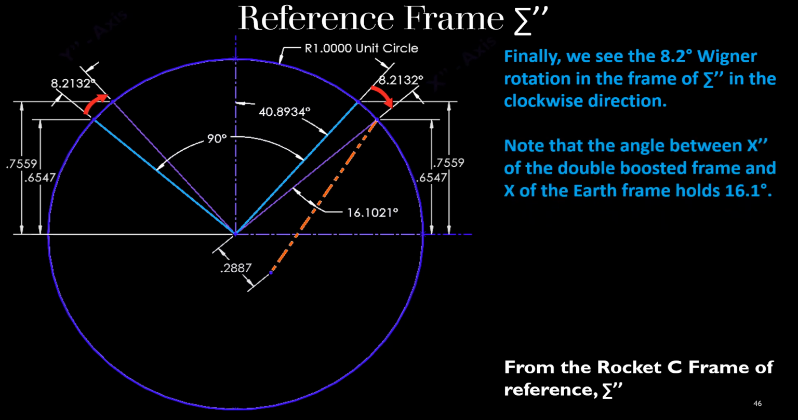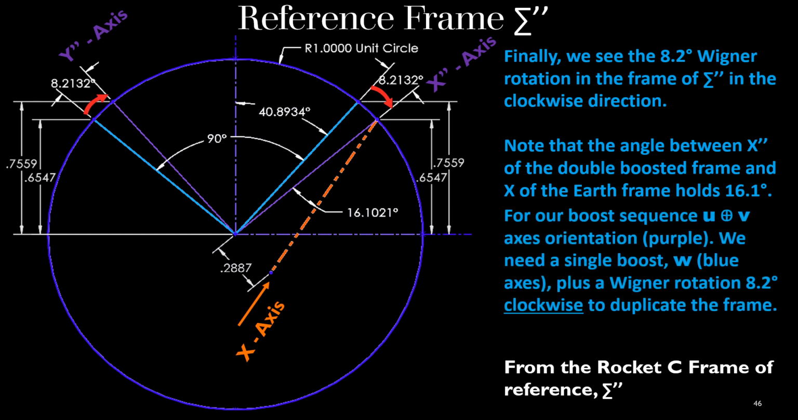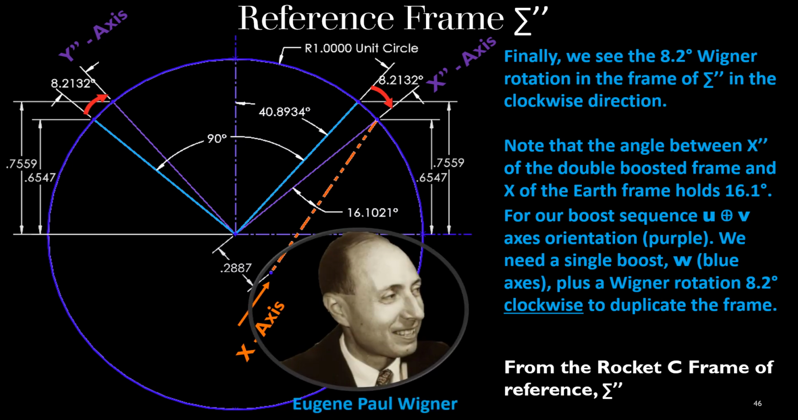Note that the angle between x double prime and x holds 16.1 degrees from both frames to maintain symmetry. With our boost sequence U plus V axes orientation in purple, we need a single boost W, the blue axes, plus a Wigner rotation 8.21 degrees clockwise to duplicate the U plus V boosted frame.